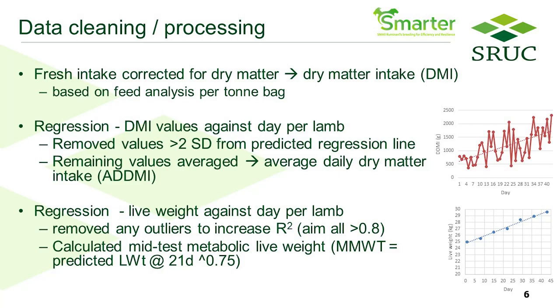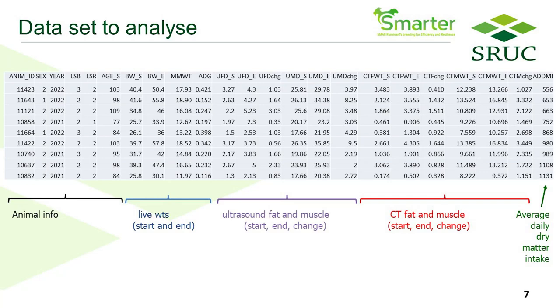So this is a data set that you got from me, which I think was just attached to Ricardo's email. And so it's similar to what Flavie showed, with some columns that relate to the animal information, like the ID, the sex, because we had males and females, the year, litter size born, litter size reared, and the age at the start of the trial. And then we've got some live weights at the start and end, the mid-test metabolic live weight and an average daily gain. And then we've got some ultrasound fat and muscle measurements.